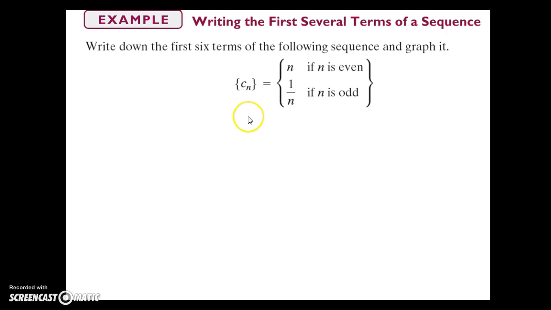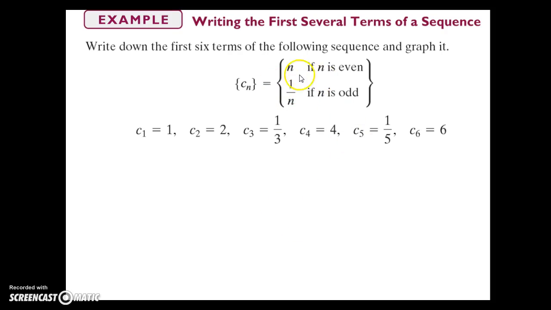Now 2. The second term, c sub 2. 2 is an even number, so we apply this rule. n is 2, and that's what we're going to have. So our second term is 2. 3 is odd, so it's 1 over 3. 4 is even, so it's just what n is. 5, 1 over 5, 6, and see how it goes. 1 over 1, 2, 1 over 3, 4, 1 over 5, 6, next should be 1 over 7, and so on.